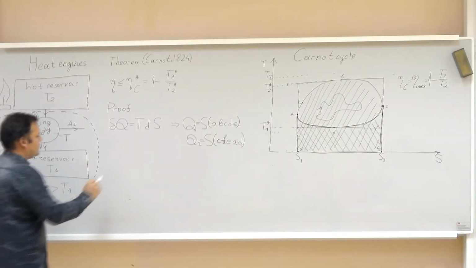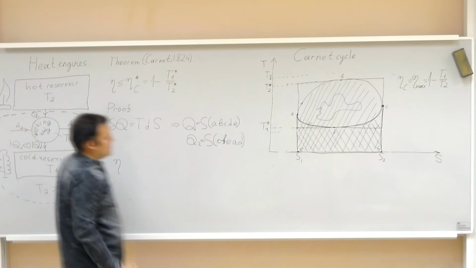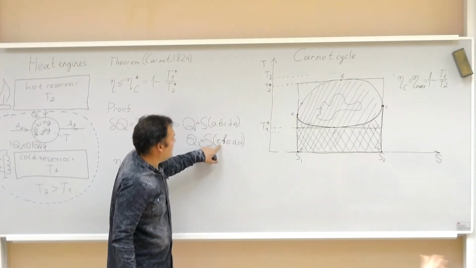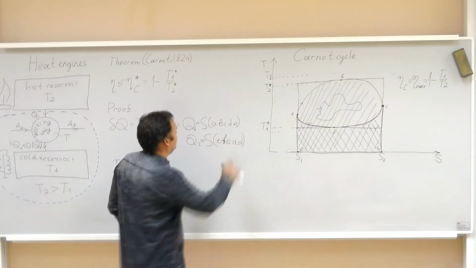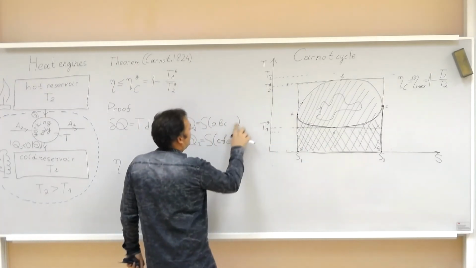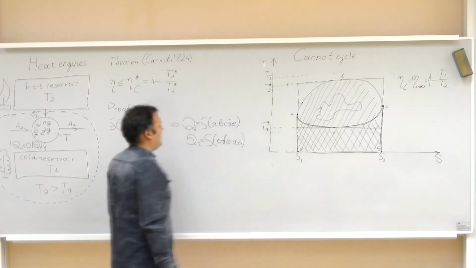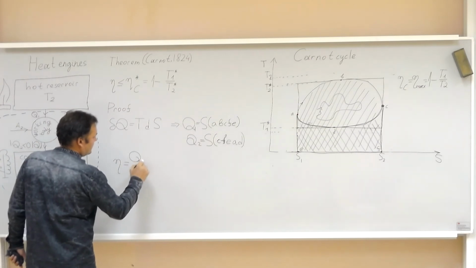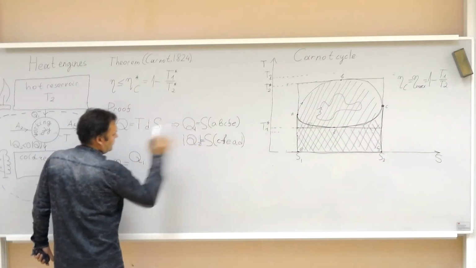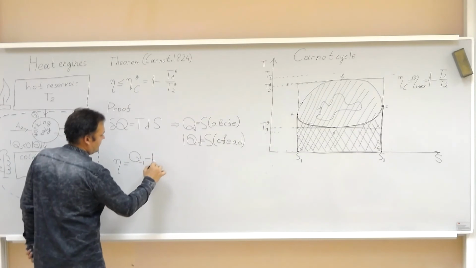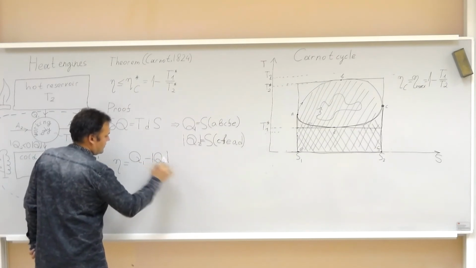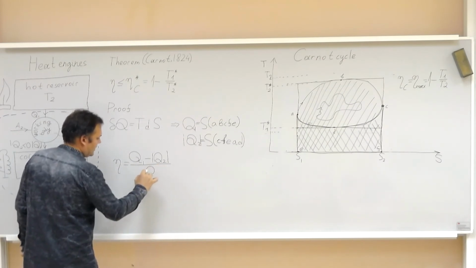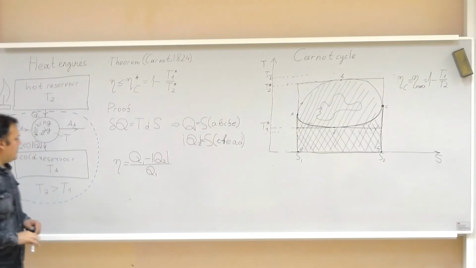And the efficiency? By definition, efficiency equals the absolute value of Q2 divided by Q1. Okay.